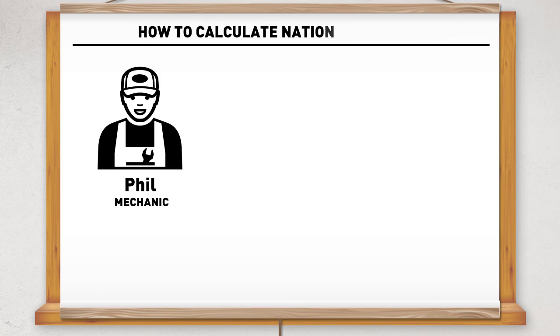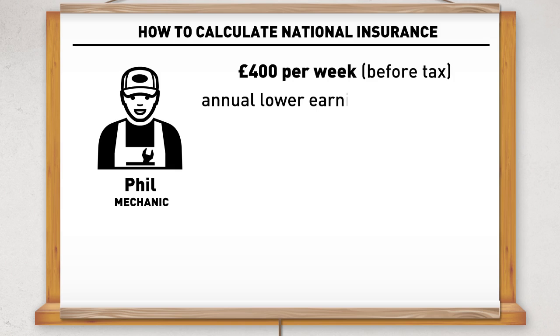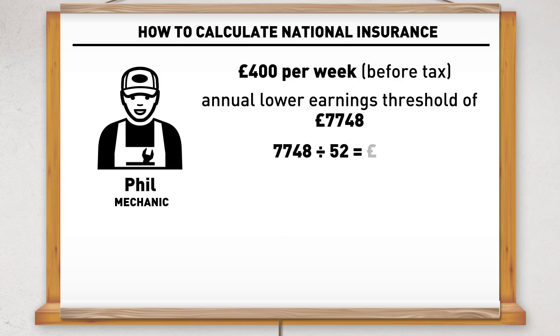How to calculate national insurance. This is similar to how the income tax is calculated. Phil earns £400 per week and is entitled to an annual lower earning threshold of £7,748, so he can earn 7,748 divided by 52, which is £149 per week before he pays national insurance.